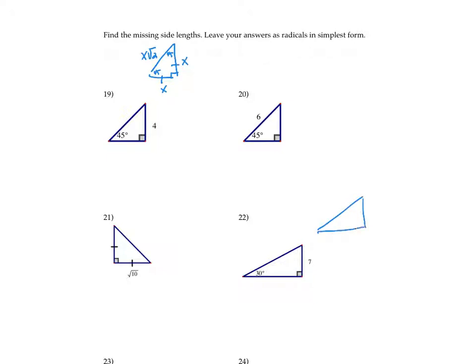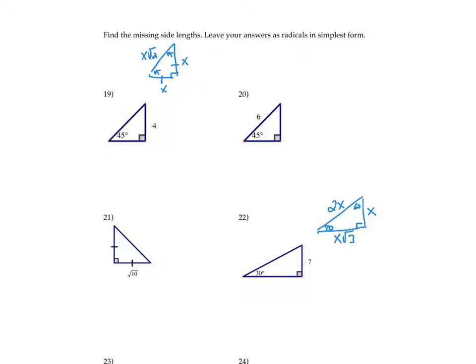The other special right triangle, and I'm going to put it down by number 22, is the 30, 60 right triangle. So that's where we have a 30-degree angle, 60, and a 90. The side that's opposite the 30-degree angle is the shortest leg, so that gets the x. The side opposite 60 will be x times the square root of 3, and the hypotenuse gets 2x.